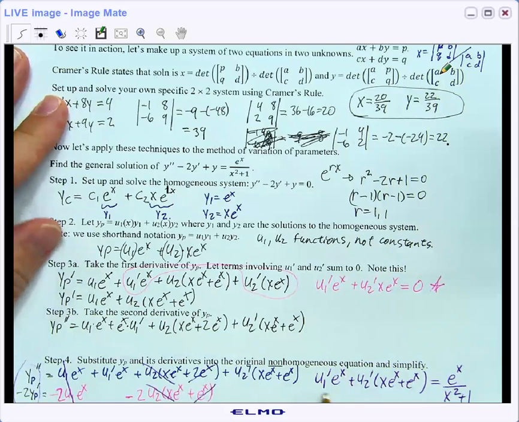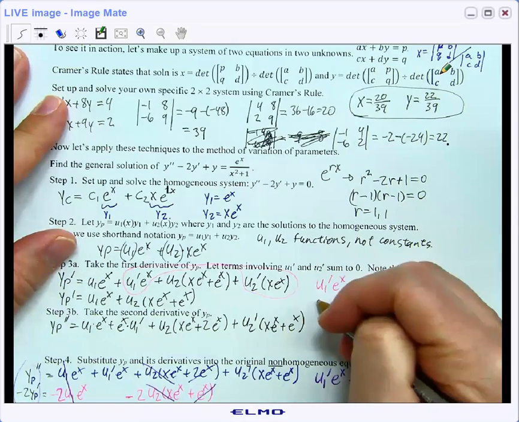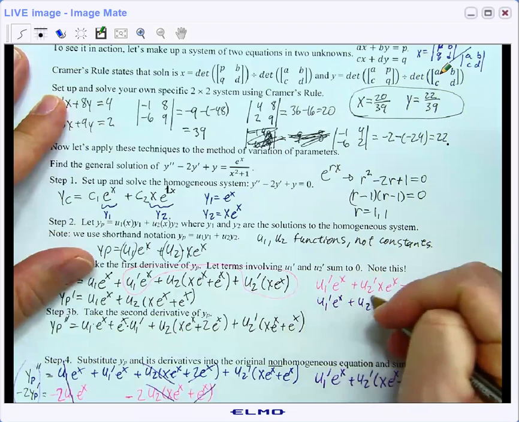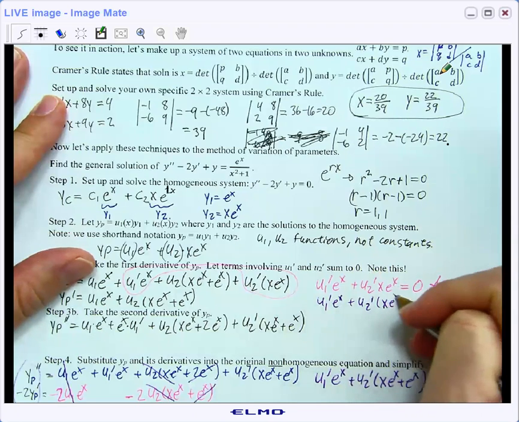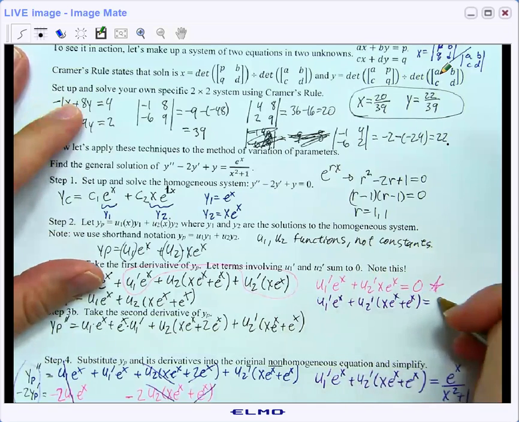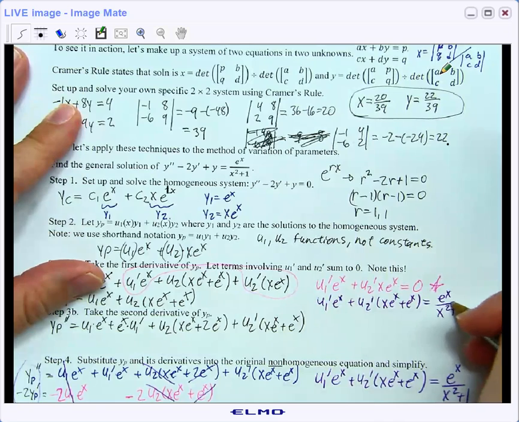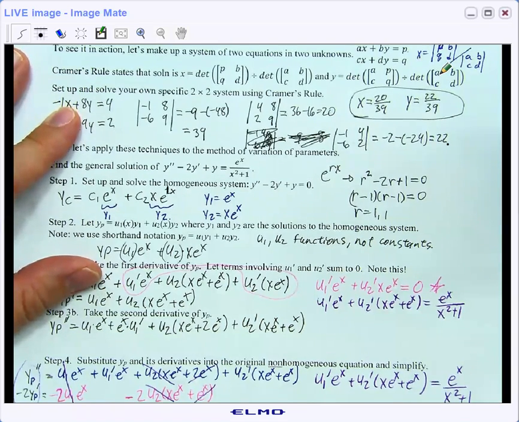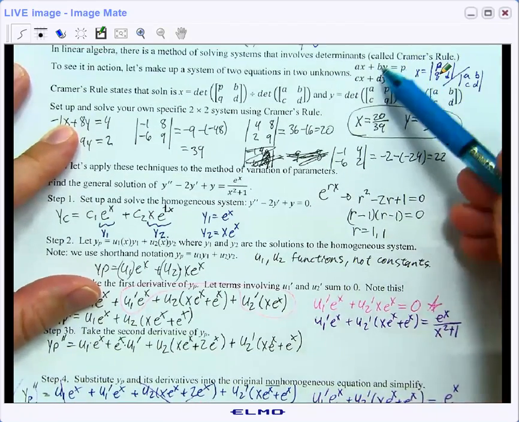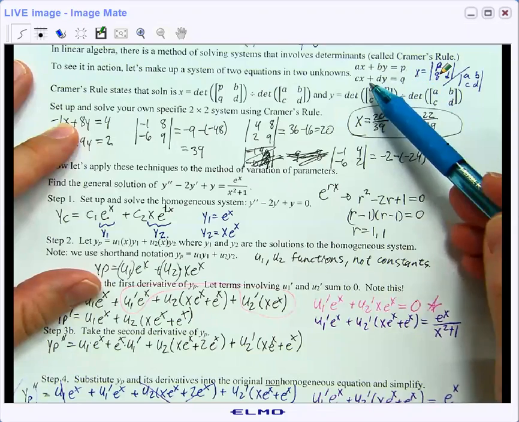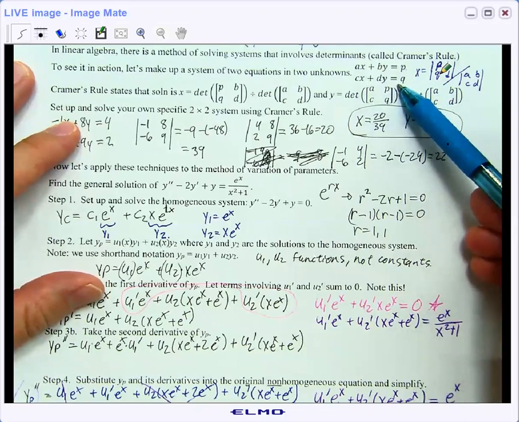And in step 4, we found out that u1 prime e to the x plus u2 prime times x e to the x plus e to the x is equal to e to the x over x squared plus 1. Okay, but notice how similar this is to what we did earlier, where we had ax plus by equals p and cx plus dy equals q.